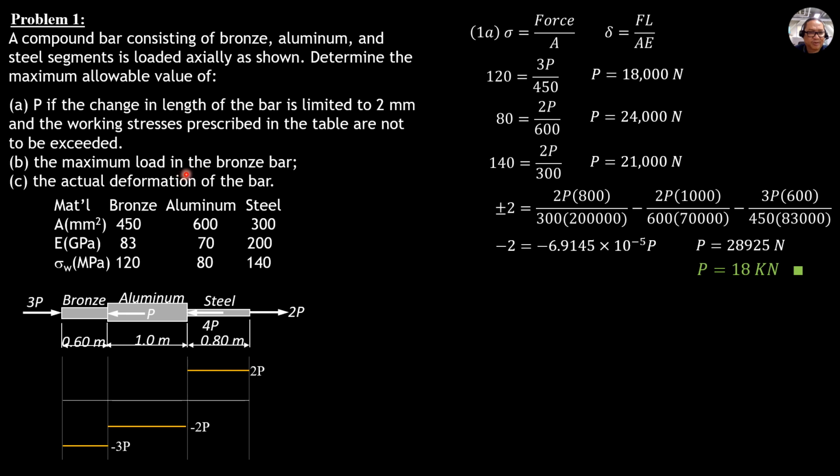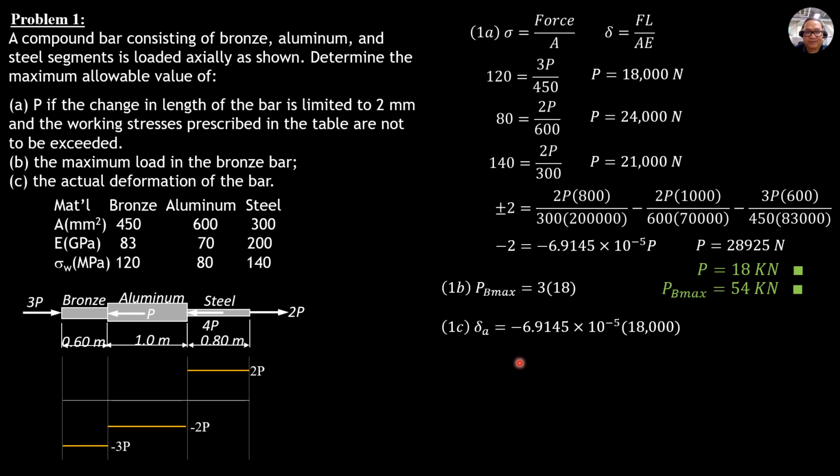Now, the maximum load in the bronze bar is 3P, 3 times 18, so 54 kilonewtons compression. That's the maximum load in the bronze bar. Then for the actual deformation, we just use this, then we multiply it by P, and P is 18,000, to make the actual deformation in mm. So the actual deformation is a contraction and it is equal to negative 1.245 mm.